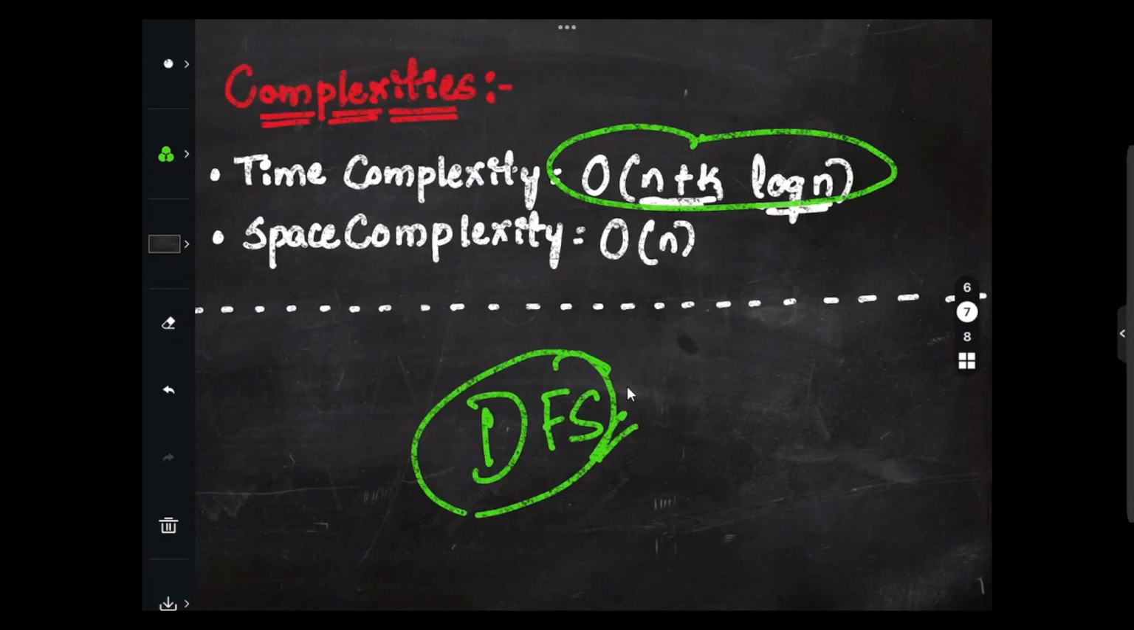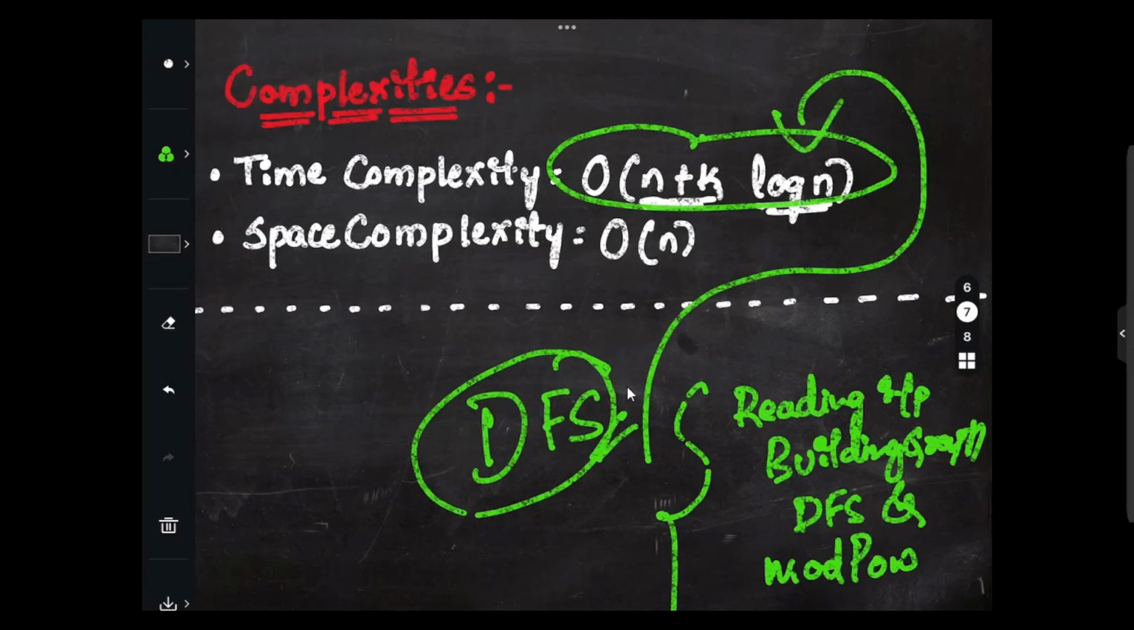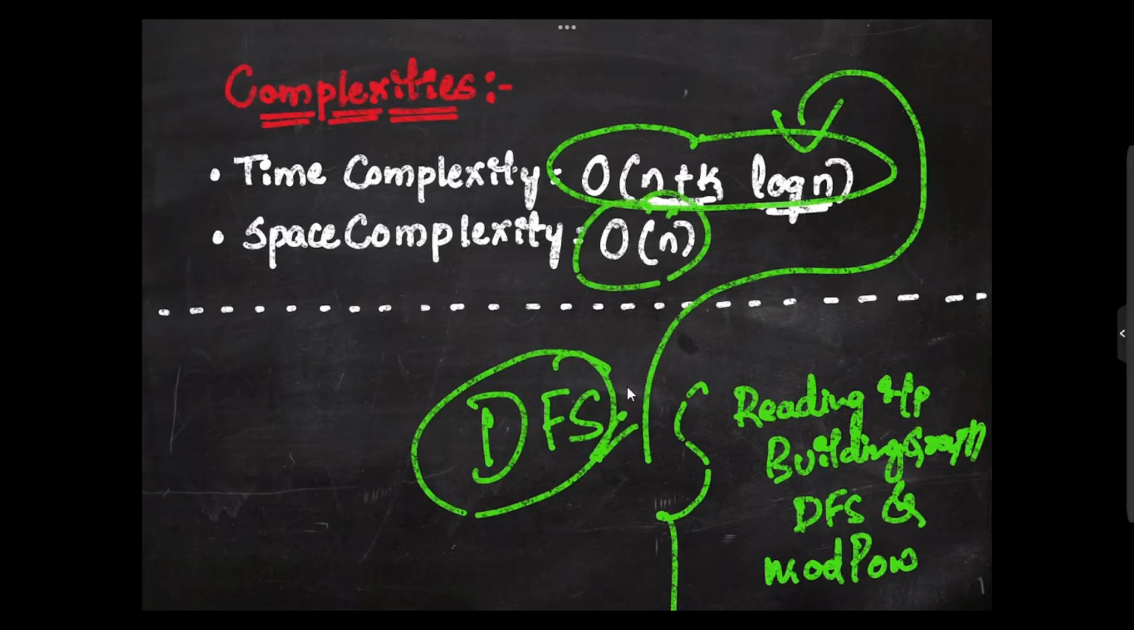Basically, the overall time complexity would be big O of n plus k log n, because we will be reading input, building the graph, and the third one will be making use of the DFS, and also we will be making the mod power calls. So these four things yield the total time complexity of big O of n plus k log n.